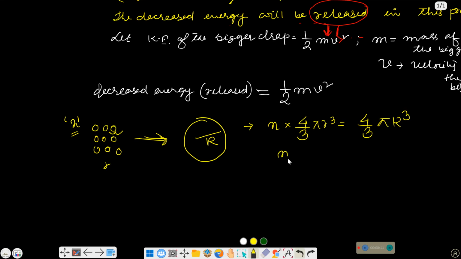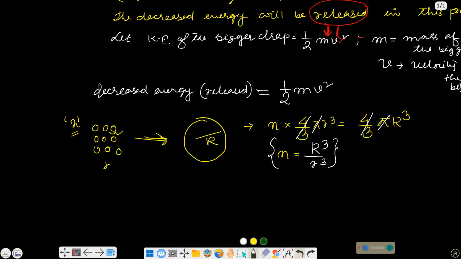From this, we can find out the number of such small droplets which will form this bigger drop of radius capital R. So from this, we will have the value of n as 4 by 3 cancels, pi cancels, n is equal to capital R cube by small r cube. So this will be used in the next equation.